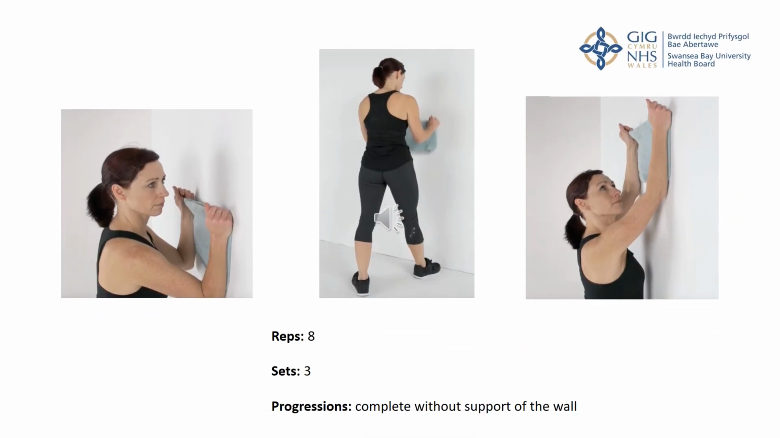The third exercise is where you're required to use a towel or resistance band if you have one. The idea is to pull on the towel or resistance band while lifting your arms forwards and up with the support of a wall. To make this exercise more difficult, you can complete this without the support of a wall. For this exercise, aim for 3 sets of 8 repetitions again.